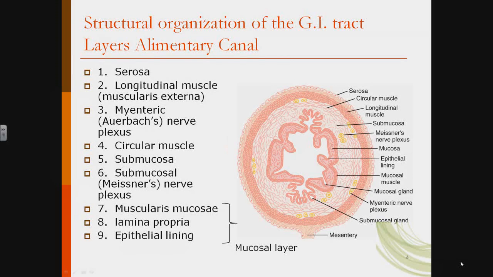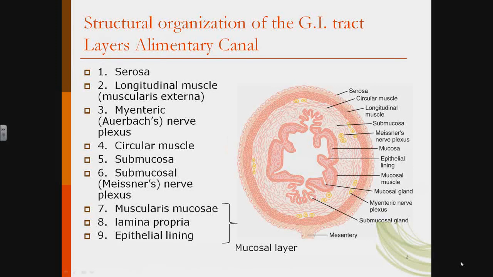We get to the muscularis mucosae. This is a band of smooth muscle that can only cause local contraction. I like to think of it as kind of flicking the food that might get stuck in the epithelial lining back into the lumen so that you can have appropriate digestion occur.